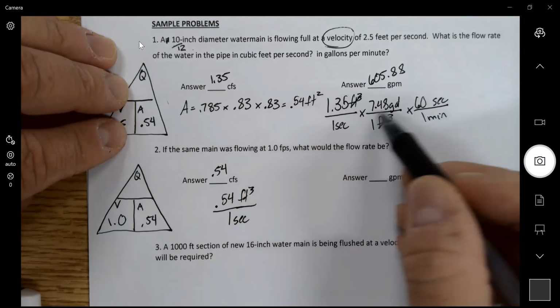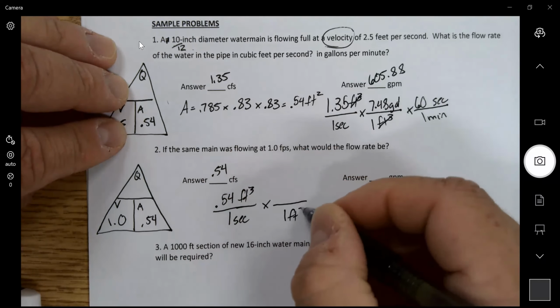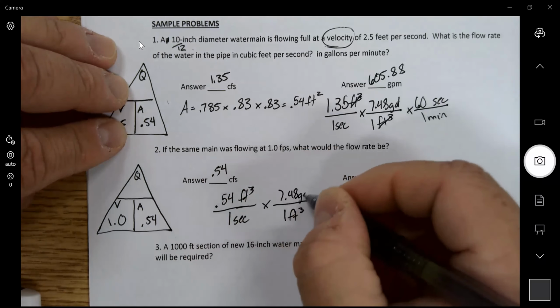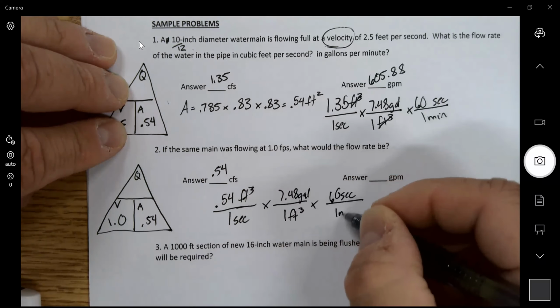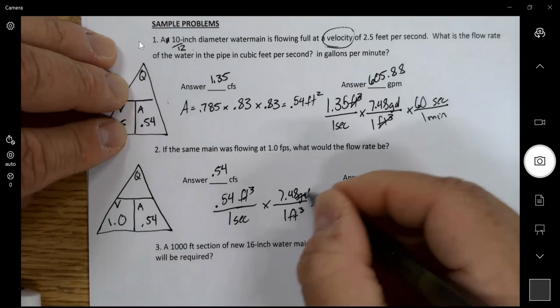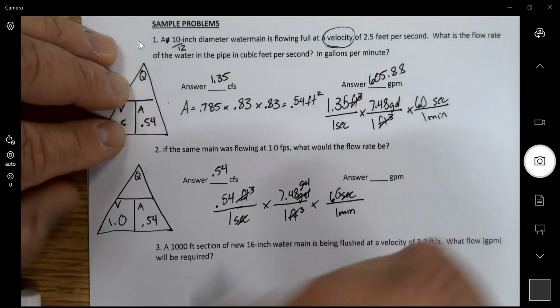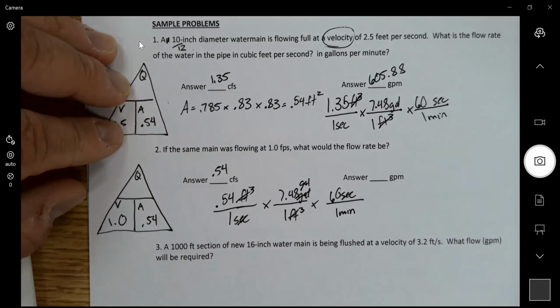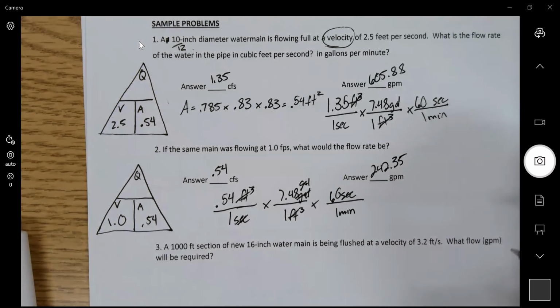It's kind of like up here, isn't it? Yeah, you're going to do the same exact thing. Cubic feet are on top, 1 cubic foot below to cancel, 7.48 gallons. And there's 60 seconds, 1 minute. Oh, not cancel gallons, cancel this. So that's going to be 0.54 times the 448.8. And that's going to get me 242.35 gallons per minute. All right. The same question that's been there for a while.